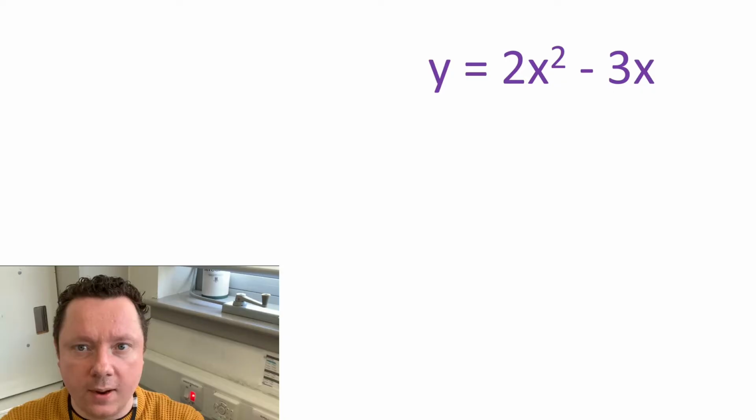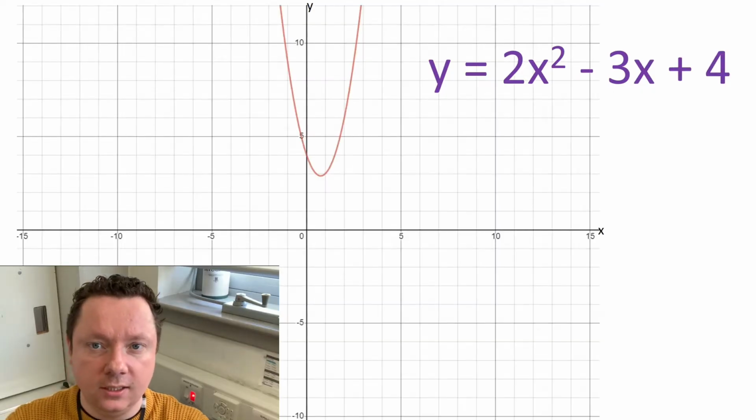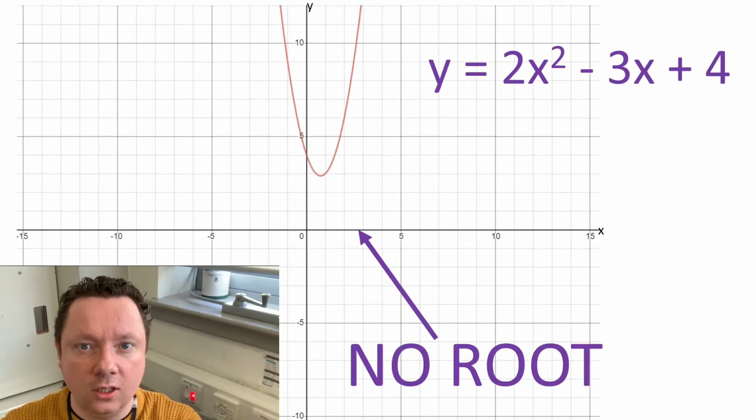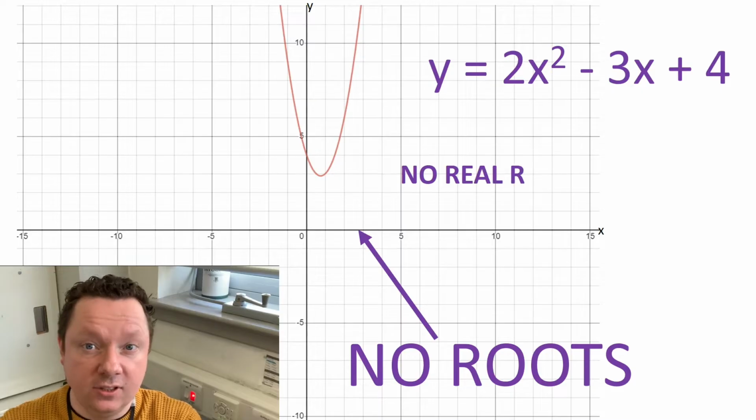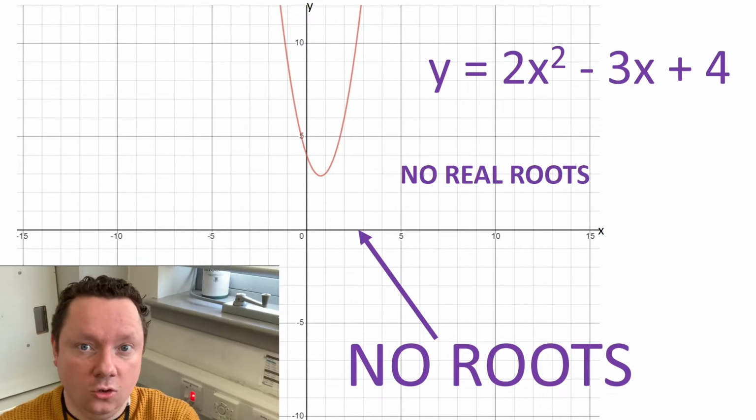Of y equals 2x squared minus 3x add 4, you can see there that it never ever actually crosses the x-axis. If it doesn't cross the x-axis, that means it's got no roots, because the roots are where it crosses the x-axis, and therefore we say it's got no real roots. The reason we use the word real would become apparent if you did Higher, but for now we just say it's got no real roots.